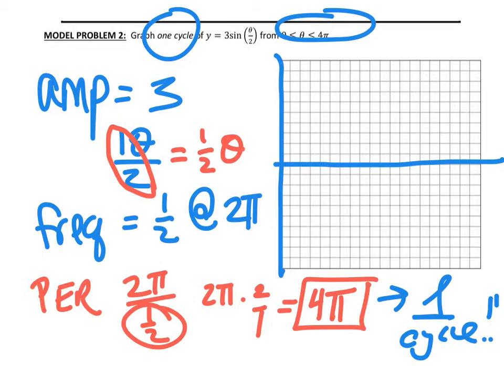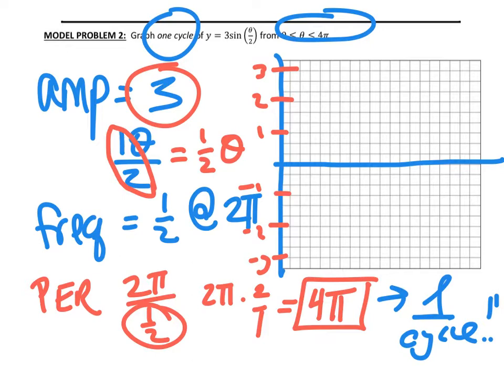All right, my amplitude was 3, so I know I have to count up and down to 3. So again, I'm going to go every 3 blocks just to space it out. So that's 1, 2, 3, and -1, -2, -3.